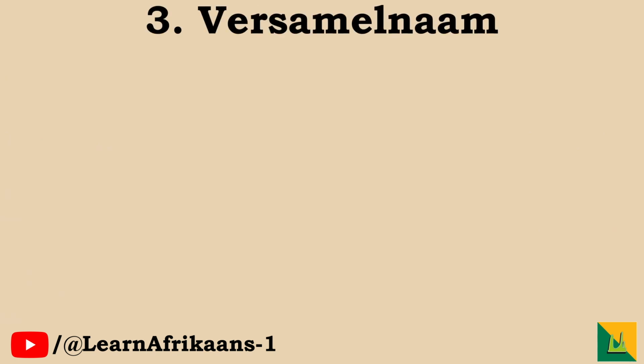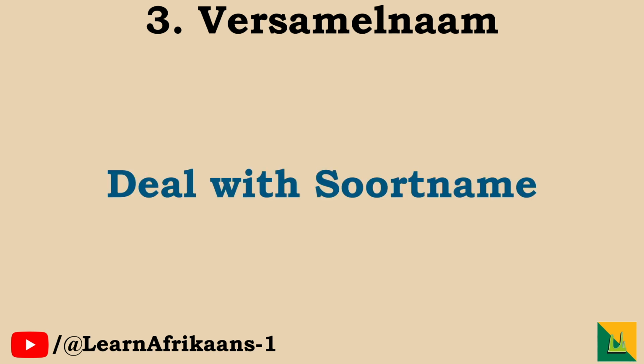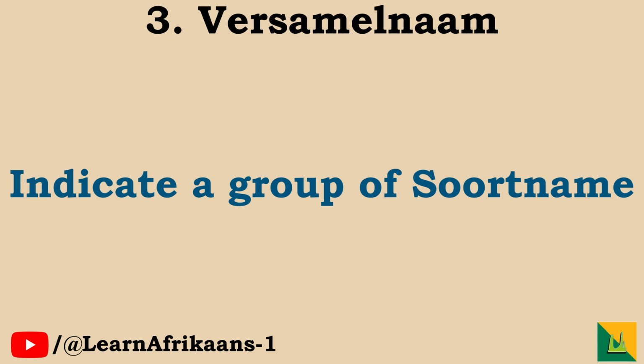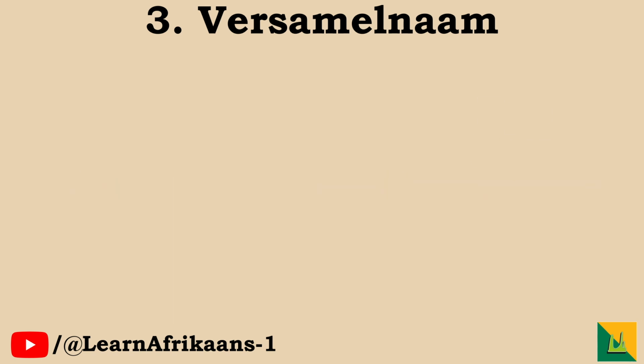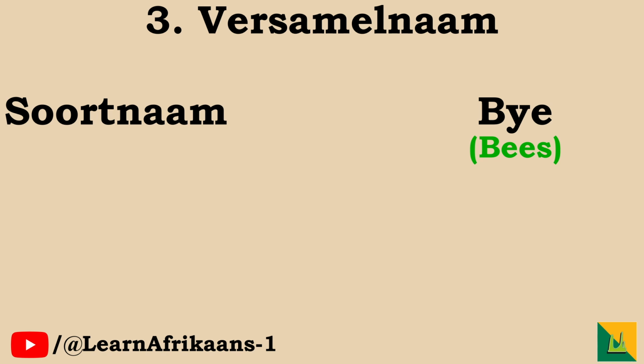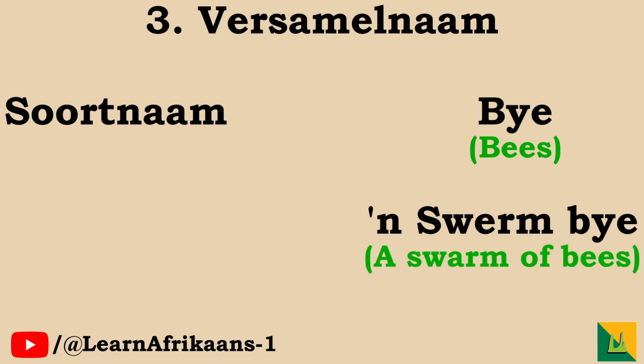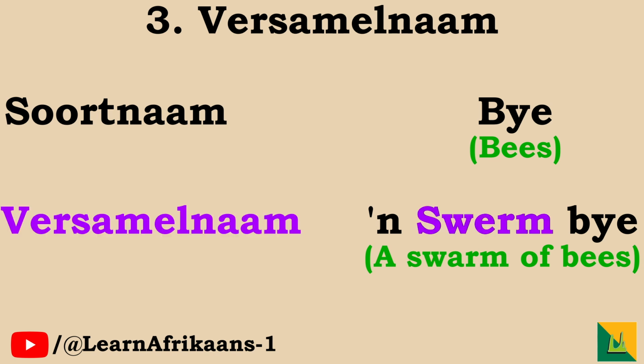Derde soort, third kind. Versamelnaam. Versamelname are connected with soortname, as versamelname indicate a group of soortname. Let's see an example. Baie. Baie is a soortnaam. A swermbaie. Swerm is the versamelnaam.